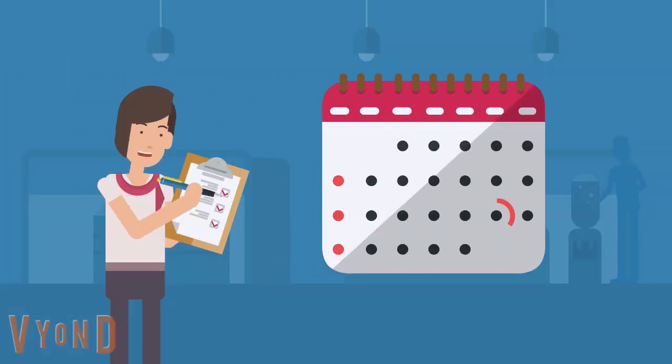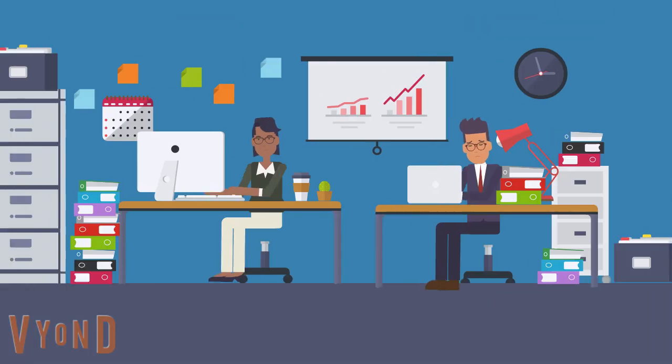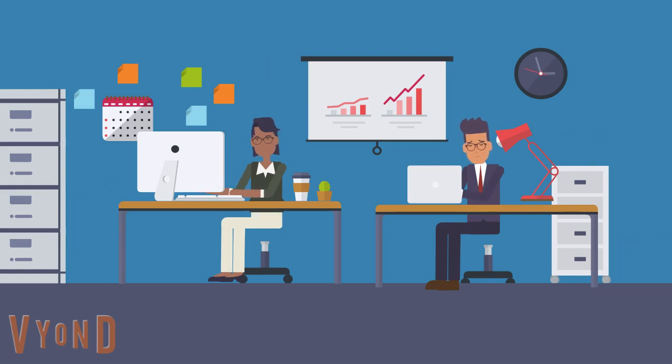A records retention period is the minimum amount of time you must keep records before disposing of them. RIMS has published the university's most common retention periods on our website. Disposing of records that are past their retention period in a timely manner will help clear up space within your office, both physical and digital. It will also help the university increase efficiency and reduce costs.